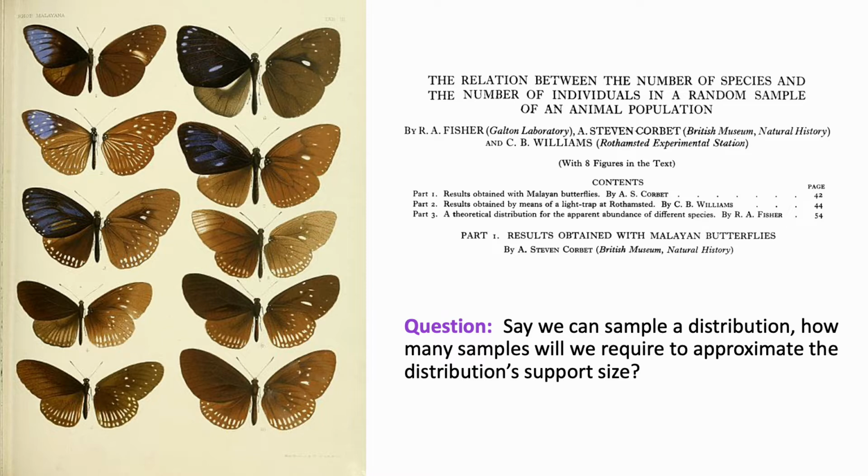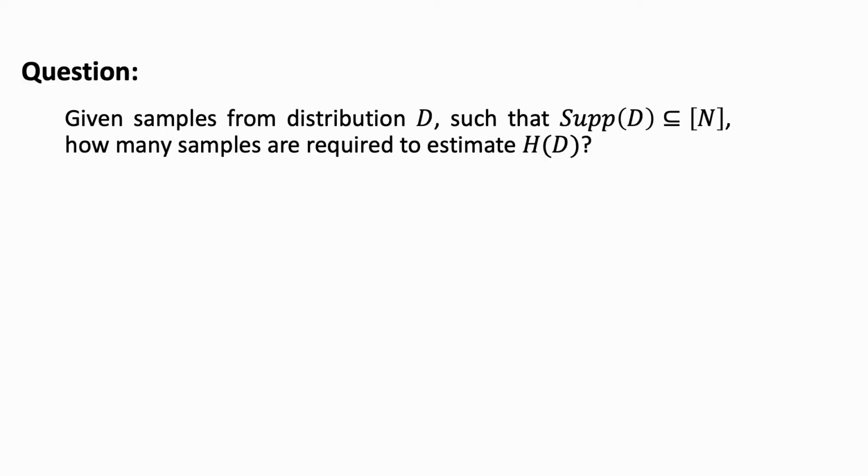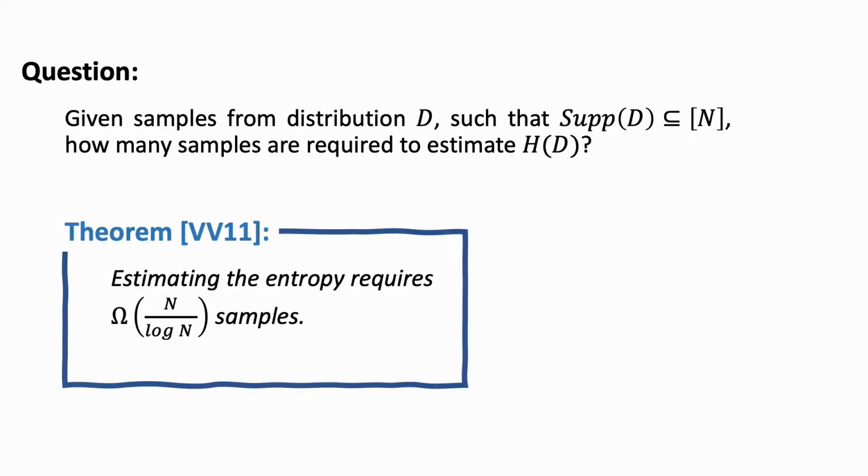This question, and perhaps also an awe of butterflies, has inspired statisticians and computer scientists. Take, for example, a natural follow-up. Given samples from distribution D and a bound on D's support size, how many samples are required to estimate D's Shannon entropy? Well, it turns out that quite a lot. In order to approximate the entropy, almost linearly many samples with respect to the maximal support size are needed.